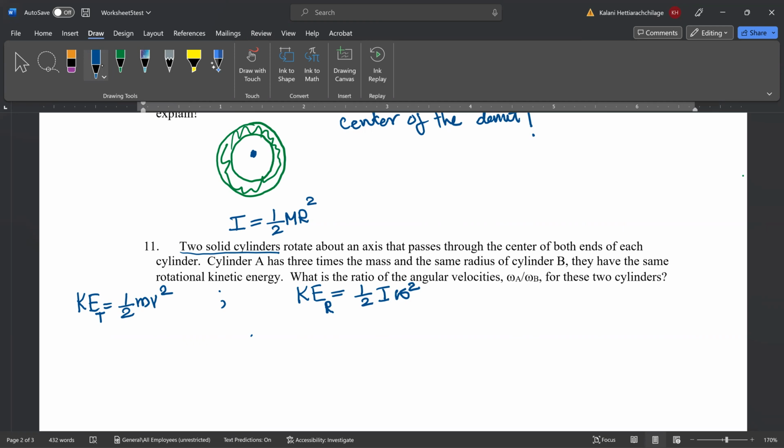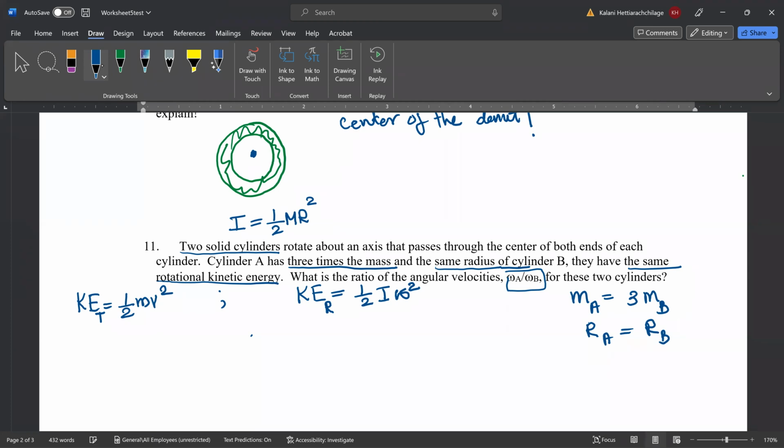And the axis passes through the center of both ends of the cylinder. Cylinder A has 3 times the mass of cylinder B. That information is important. Mass of cylinder A is equal to 3 times the mass of cylinder B. Write down the given information. But they have the same radius. Radius of cylinder A is equal to radius of cylinder B. Okay, now we have enough information. In addition, they have the same rotational kinetic energy. What we need to find is this ratio.